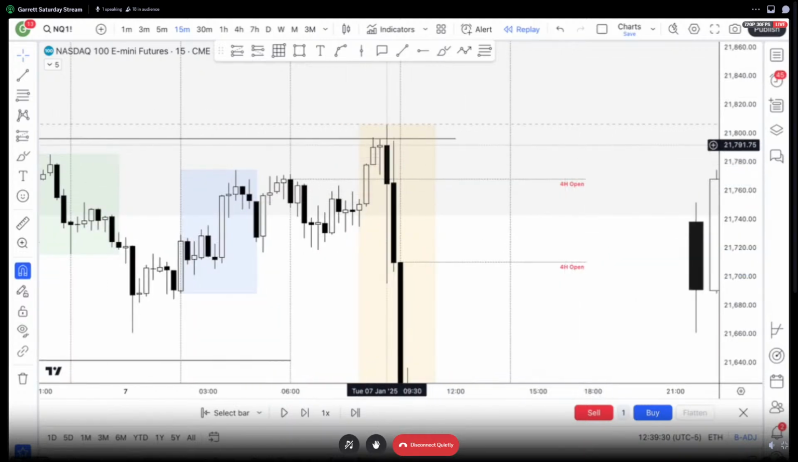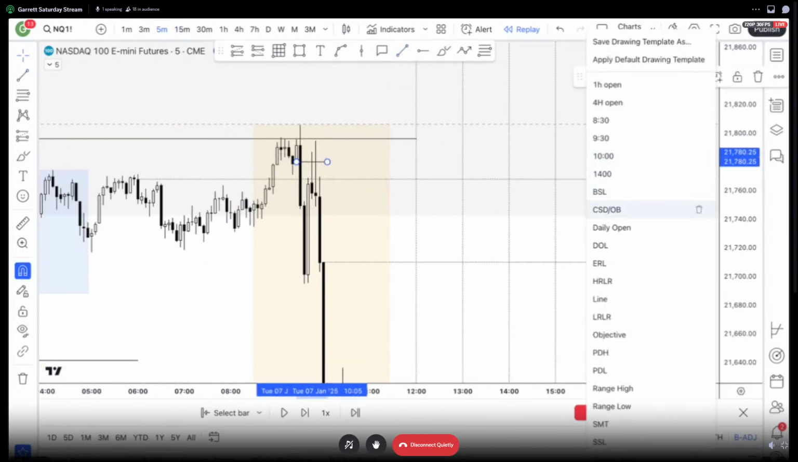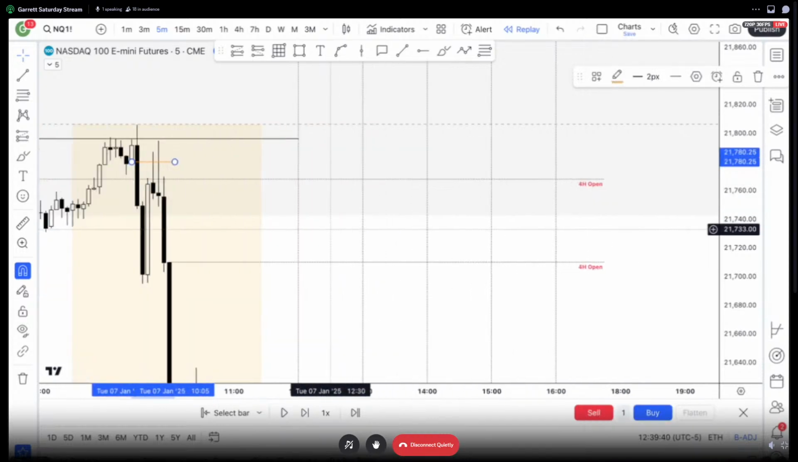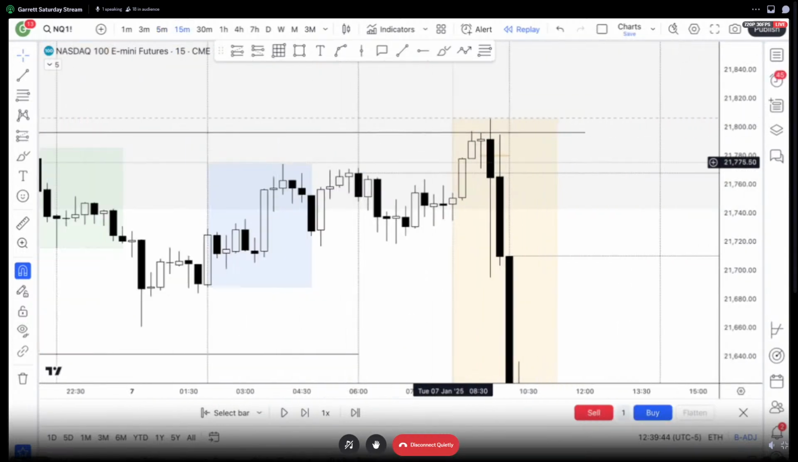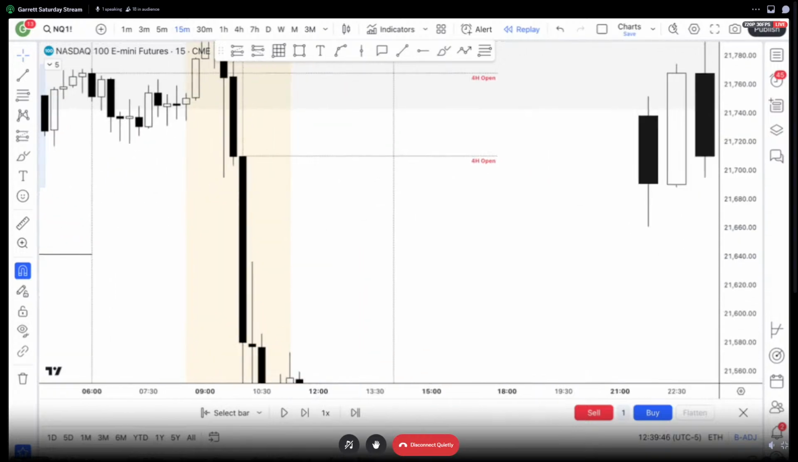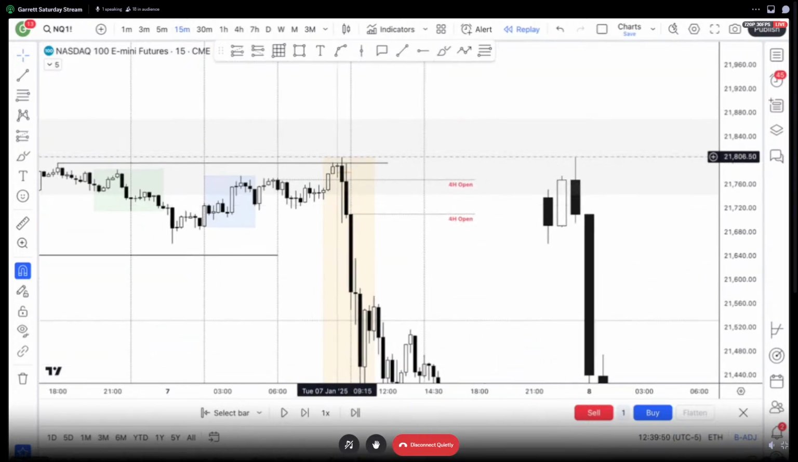So here you have 9:30 manipulating. Then you get this 5-minute CSD, whether that's something you take or not. There's some 1-minute stuff in here as well. But what does 10 a.m. do? It's 6 a.m. reverse, right? It expands. It's just like the driver thing.